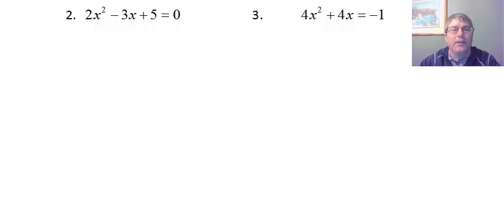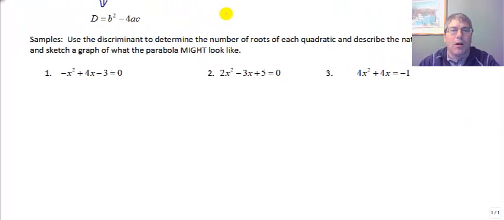So, the kind of things I'll be looking for you to do with the discriminant, b squared minus 4ac, is to use the discriminant to determine the number of roots of the quadratic, then describe the nature of the roots and sketch a graph of what the parabola might look like. So let's take a look at our first one. The opposite of x squared plus 4x minus 3 equals 0. And just like the quadratic formula, I strongly encourage you to tell me what a is, and b is, and c. So write down what a, b, and c are, then calculate the discriminant.